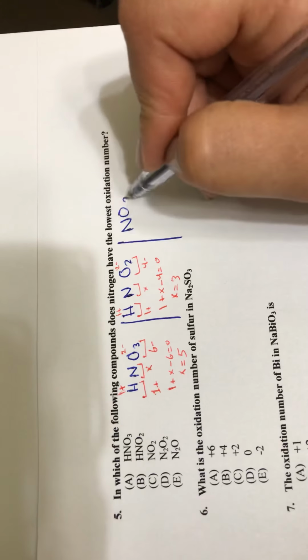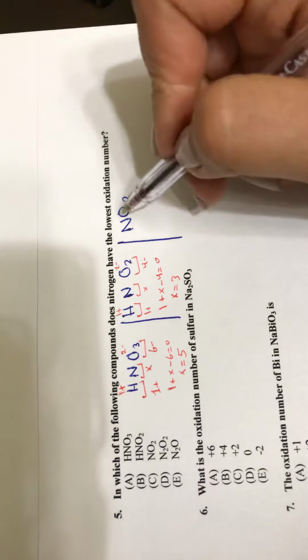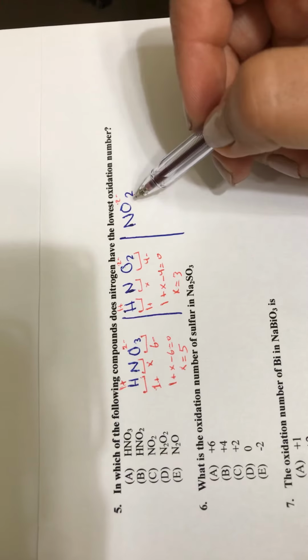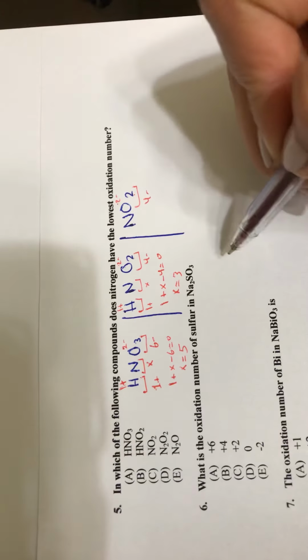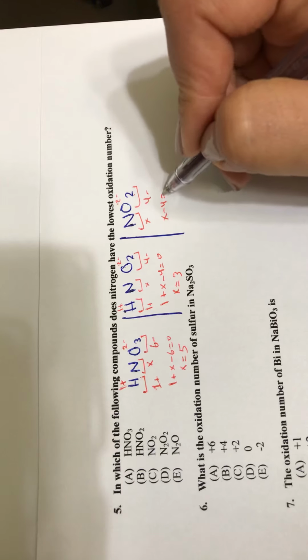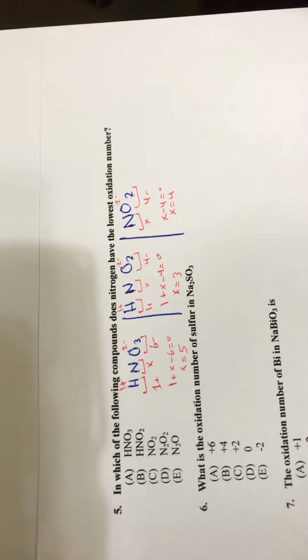Now NO2, the charge of oxygen is negative 2. You have 2 oxygen atoms, so negative 2 and negative 2, the total is negative 4. And here X. So X minus 4 equals 0, X equals 4.